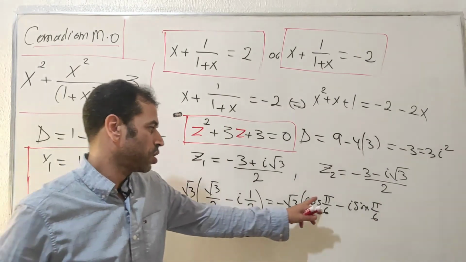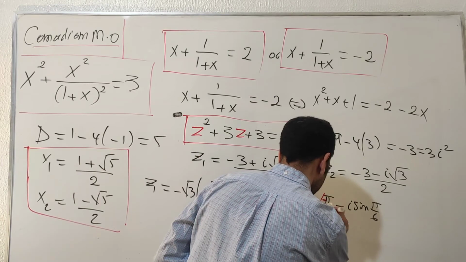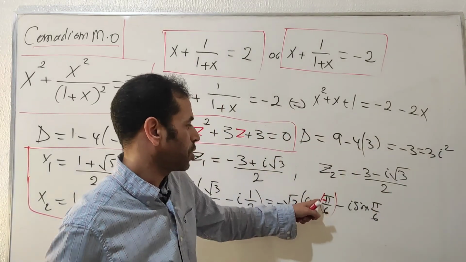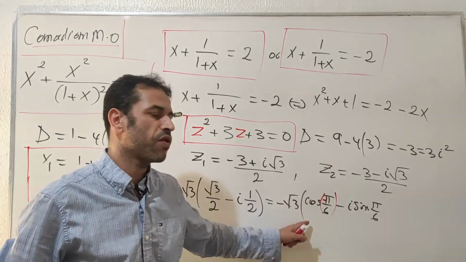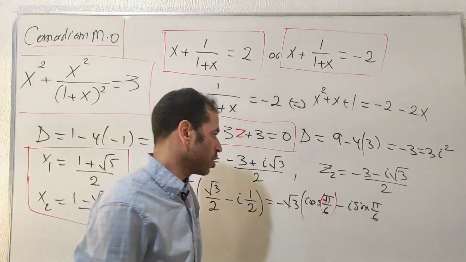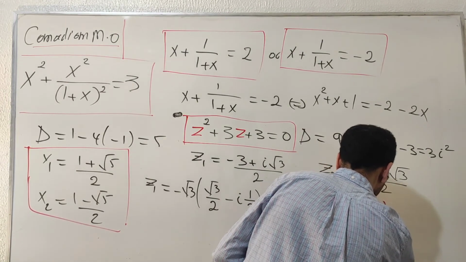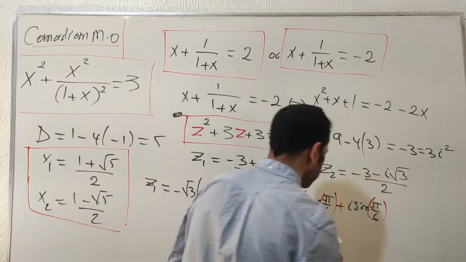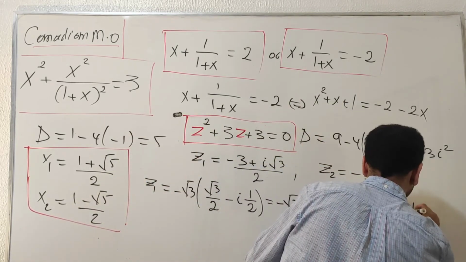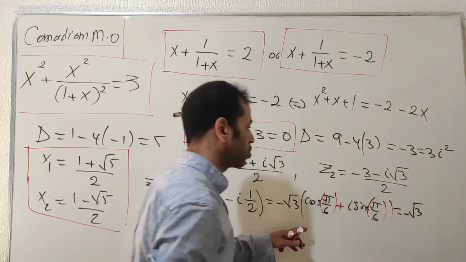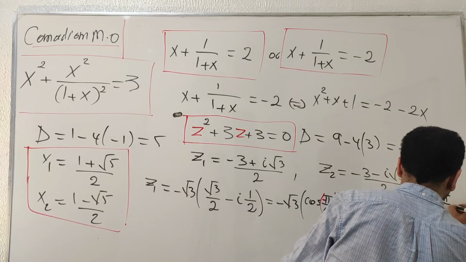Since cosine is an even function, I'm going to take the minus sign inside, because taking the minus sign inside of the cosine doesn't affect its value. Also, I'm going to take this minus sign inside of the sine, because sine is an odd function. So it's clearly going to give us minus square root of 3 multiplied by e to the minus i pi over 6. Okay.